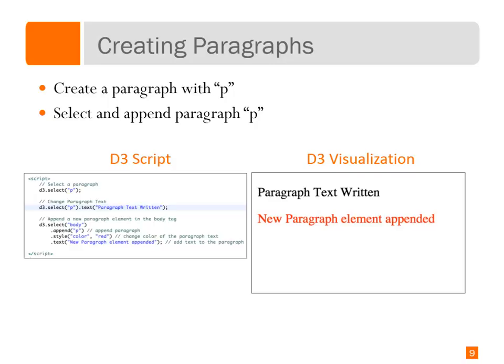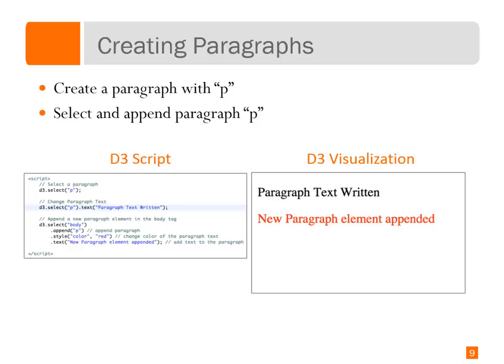Now, the last one there, append a new paragraph element in the body tag. So here we're just going to create another paragraph element. This is another way we can use D3. D3.select, we'll select the body, we'll append a paragraph. The style will have a color of red, and then the text, we've called that new paragraph element appended. Okay, enough with the paragraph stuff, but we can make this text whatever we want it to be.